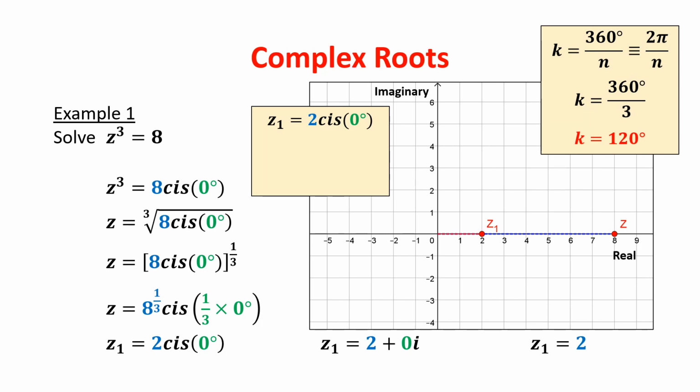We know the first solution, Z1, is 2 cis 0 degrees. To find our second solution, we rotate our first solution by k, by 120 degrees. We keep the same modulus, so it's going to be 2 cis 120 degrees. That's our second solution. And for our third solution, we rotate another k, another 120 degrees, and we get Z3 is equal to 2 cis 240 degrees. So our first solution was a real number 2, but the other 2 solutions were complex roots in polar form.